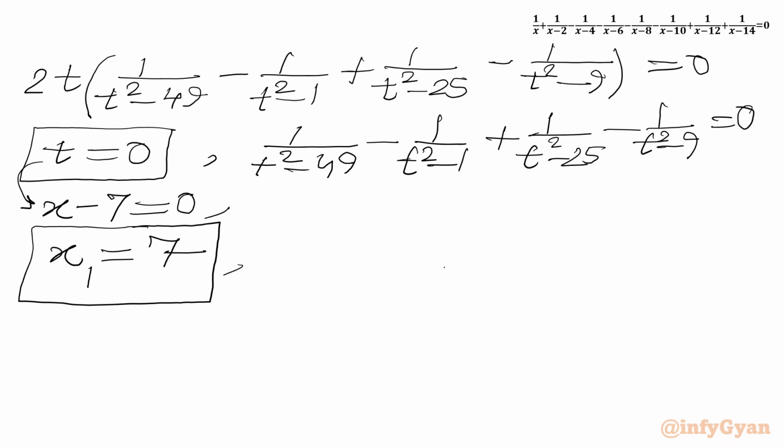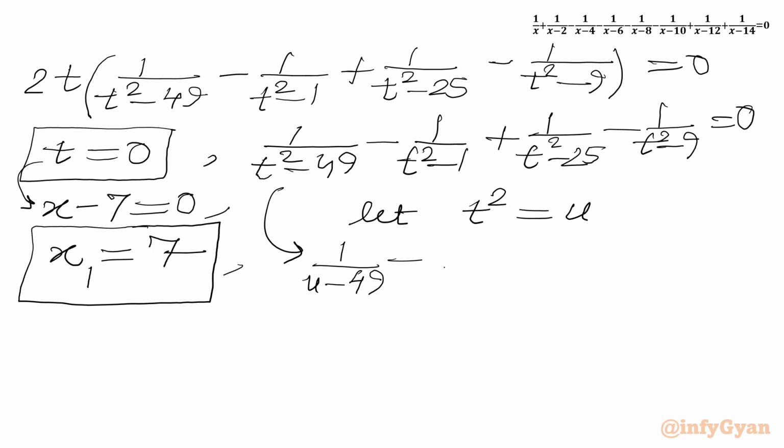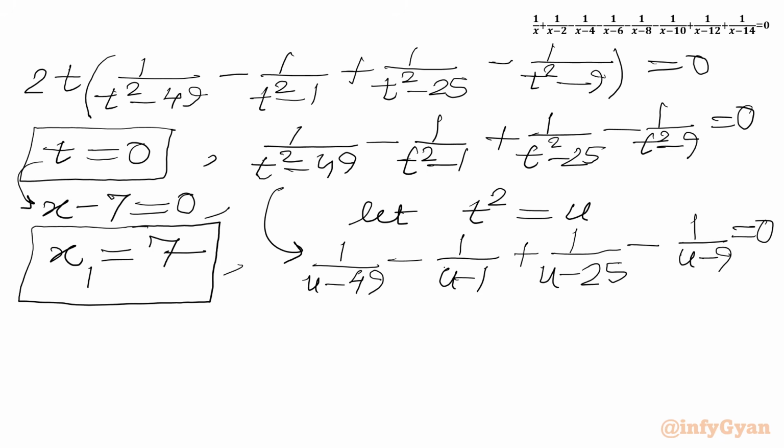Now we have to solve the second equation. So better is to consider t square equal to u, suppose. So we can write our equation in variable u now. So I will write 1 over u minus 49 minus 1 over u minus 1 plus 1 over u minus 25 minus 1 over u minus 9 equal to 0.